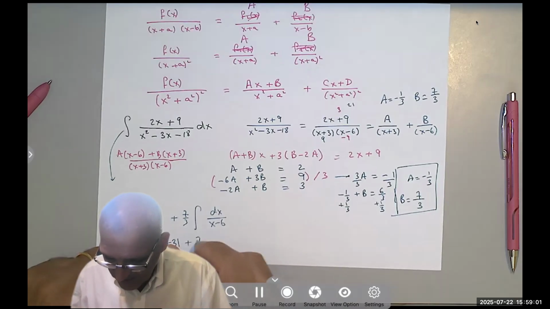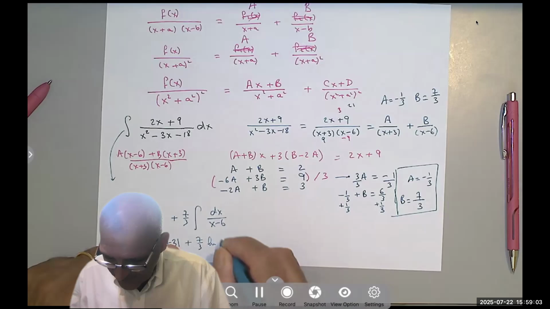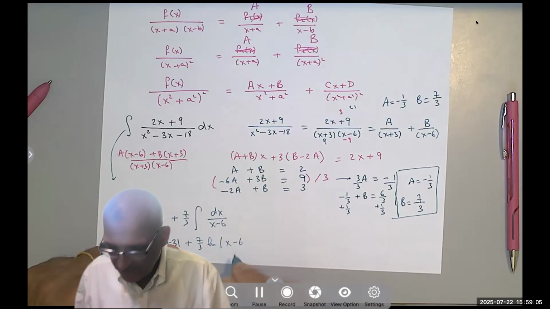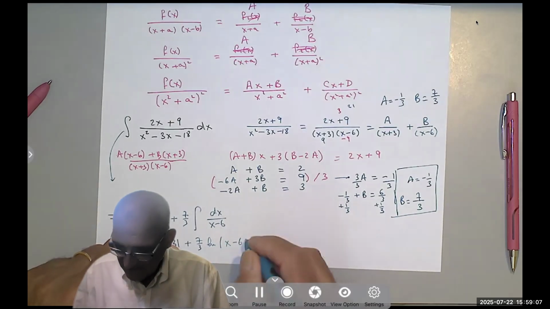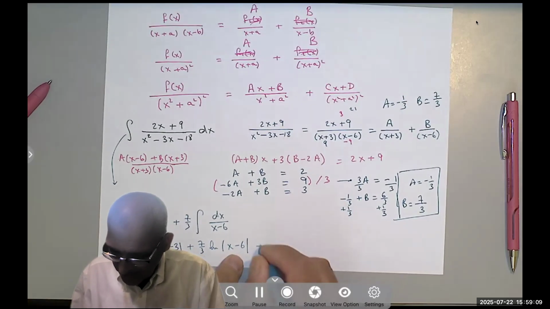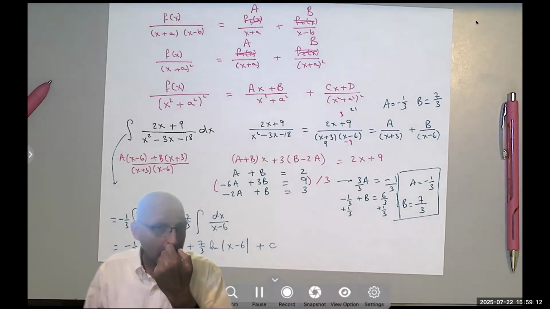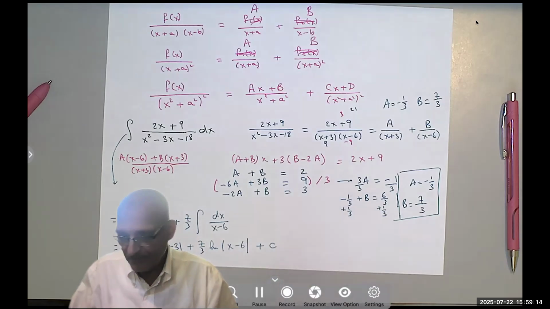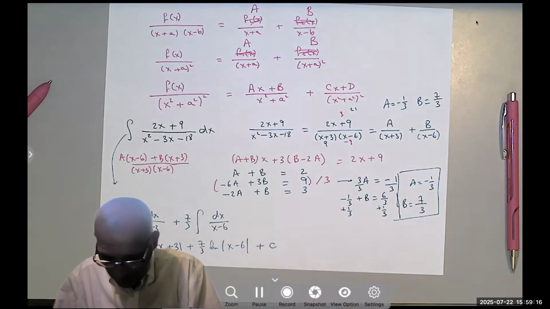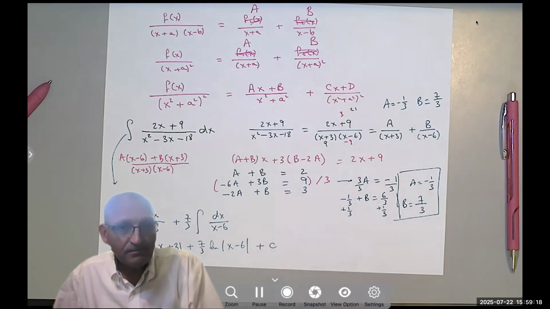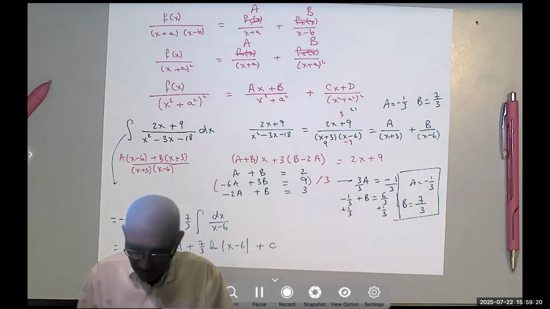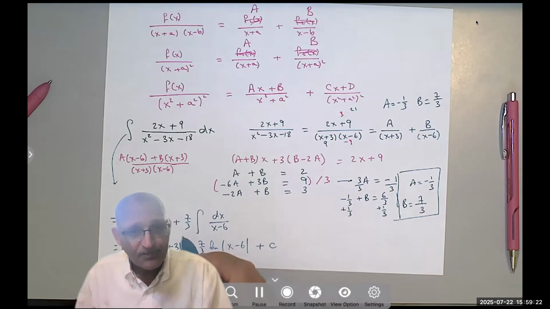Same thing here, the natural log of the absolute value of x minus 6, because if x is 6 or less, that will not be working. And of course, don't ever forget the constant, because that's a function, right? It's not a definite integral. And that's the answer. Again, some people would say, oh, can I take the -1/3 and make an exponent for this?